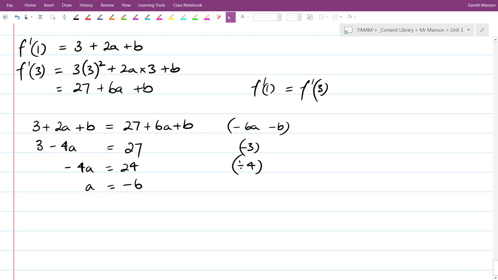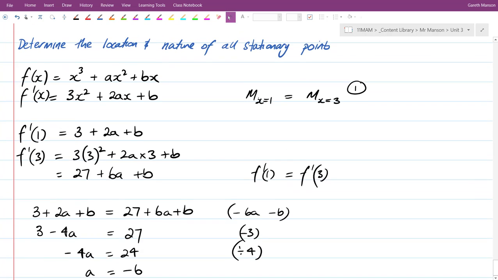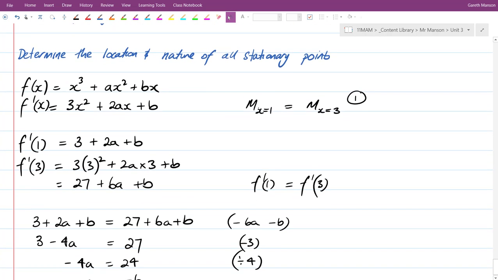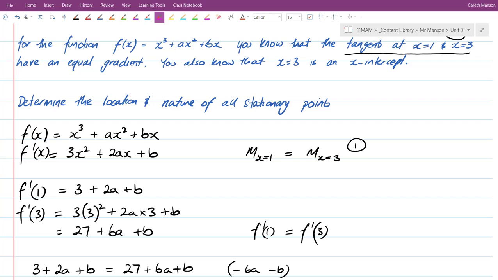And if a is equal to negative 6, I don't know the gradients of those points, so I can't find b here. But I can go back to my f of x and use the fact that x equals 3 is an x-intercept. That means that x equals 3 will make f of x equal 0, or f of 3 equals 0.